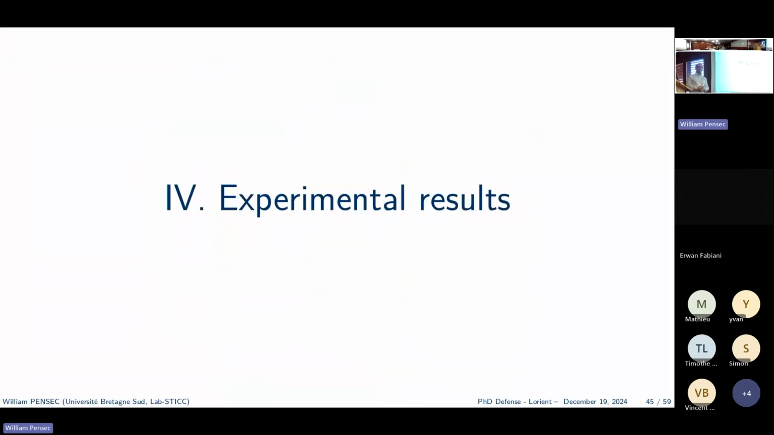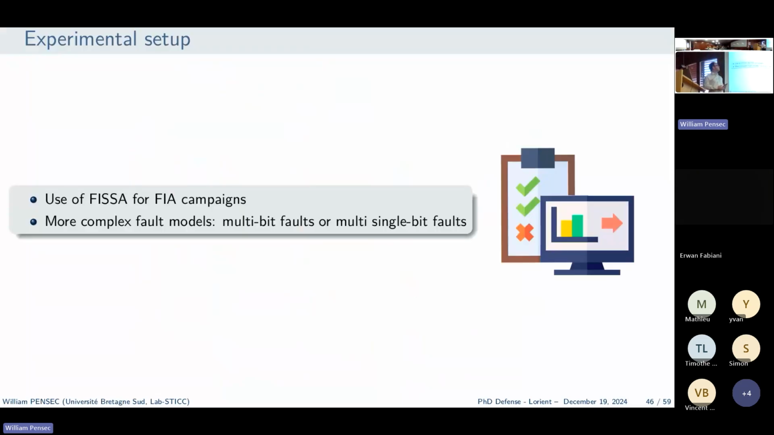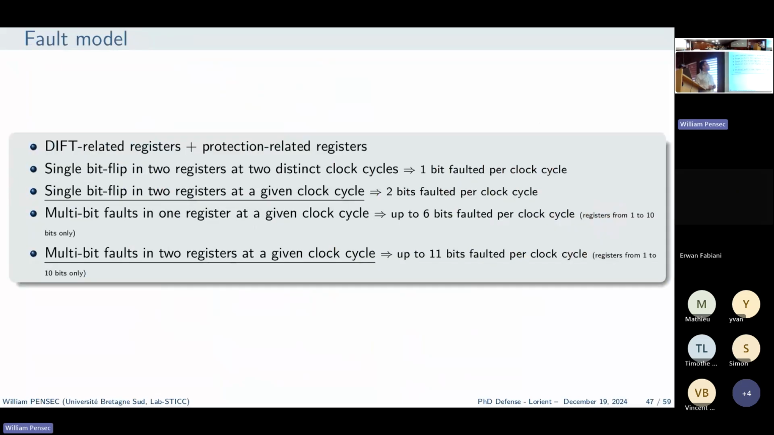So from these different group strategies, we decided to evaluate them. And so I will provide in this section the results of these experiments. So we use FISA for fault injection campaigns, and we consider more complex fault models such as multi-bit faults and multi-single bit faults. We again inject faults into DIFT related registers and also inside the protection related registers.